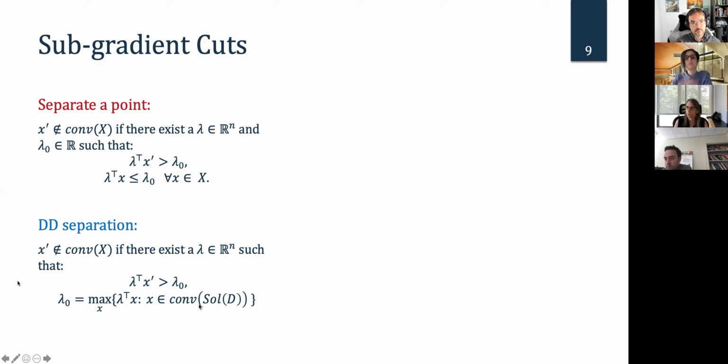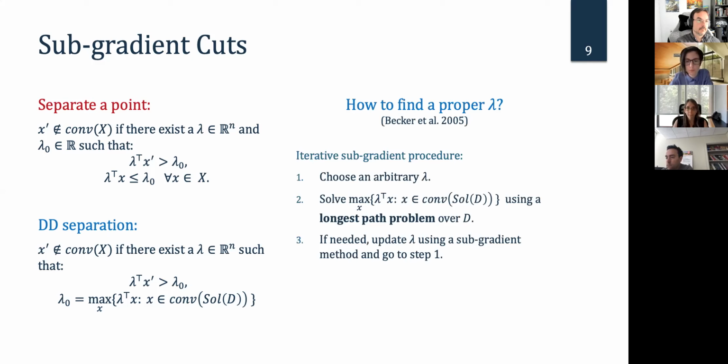So here are all the solutions that are inside the decision diagram. Here is the convex hull. So it's basically the network flow model that we had before. If we optimize it using this parameter lambda, we set this lambda 0 and we will get the cut that we want that is feasible, but it will remove the point that we want to separate. And the question is now, how do we find this lambda, specifically if we have a decision diagram?